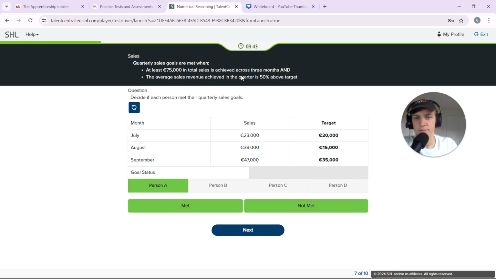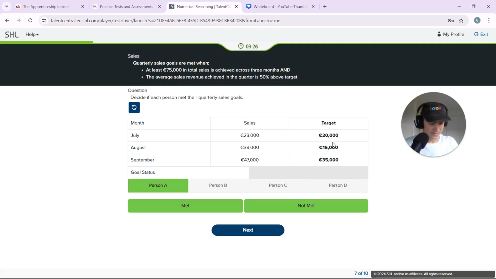£75,000 in total sales achieved across 3 months, and the average sales revenue is 50% above target. Oh, okay, got it. So basically you need to add up these, make sure they're 75,000, 47 plus 38. I can already see straight away that's above 75,000. I don't even have to read it. And then the average sales revenue achieved in the quarter is 50% above target.